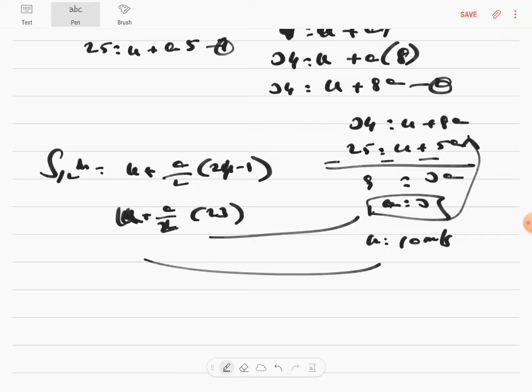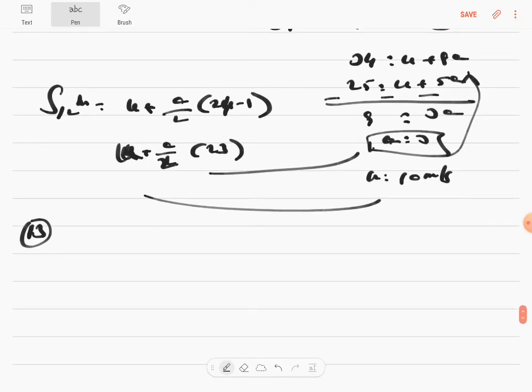Then it's the 13th question. Deduce an expression for the relative velocity of an object with respect to another. Represent the motion of the two objects with zero and non-zero velocities using position time graph. Okay, deduce an expression for relative velocity of an object with respect to another.